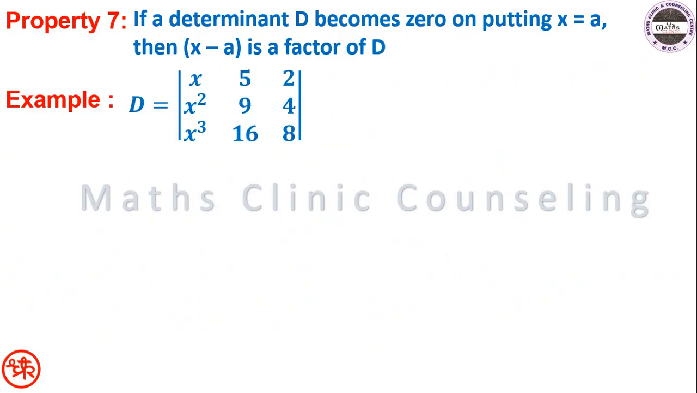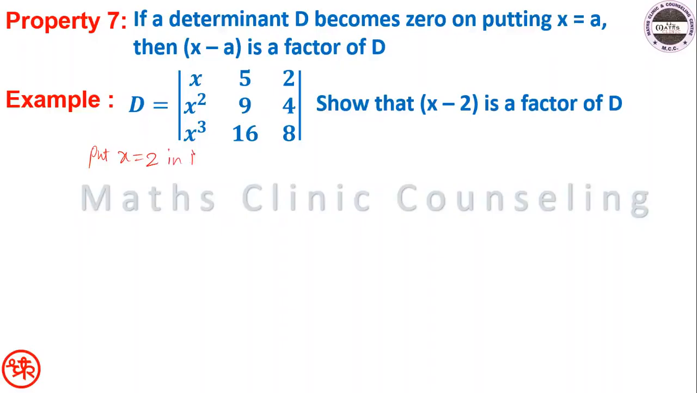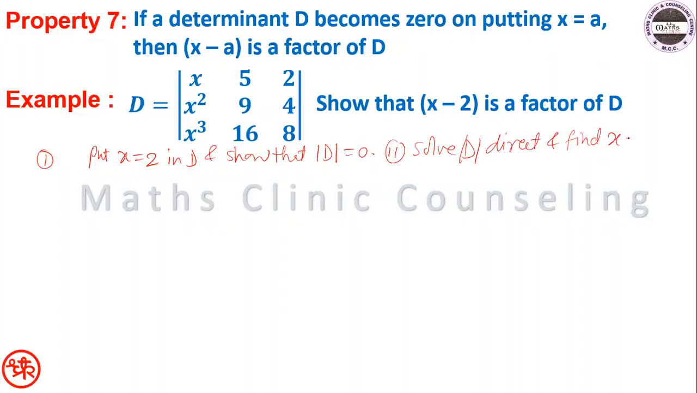Let us see D. To show that x minus 2 is a factor of D, means what? By this property, what we have to do? We have to put x equal to 2 in D and show that the determinant of D is equal to 0. This is one. Second, solve the determinant D directly and find x.